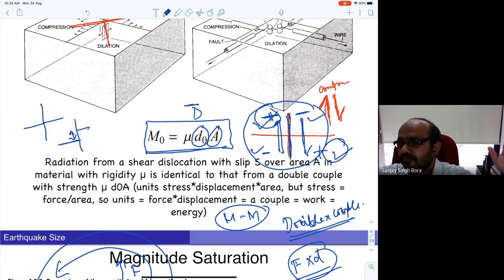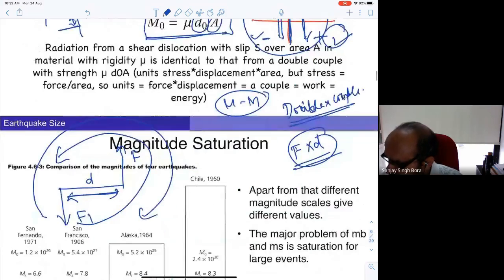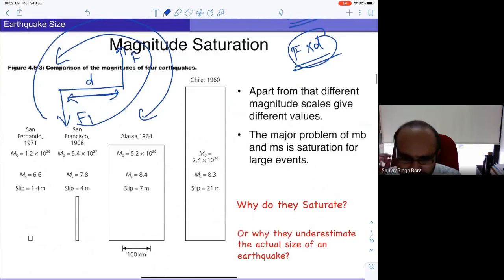So if the area is 100 square kilometers in comparison to 50 square kilometers, if a fault has a 50 square kilometer area, that earthquake will have a smaller moment. So the total amount of moment released is mu times average displacement times A. Now we are coming to some interesting questions: why is earthquake magnitude saturating?